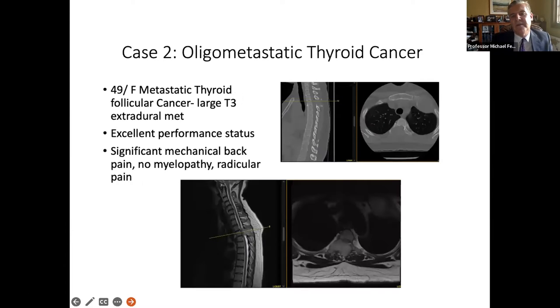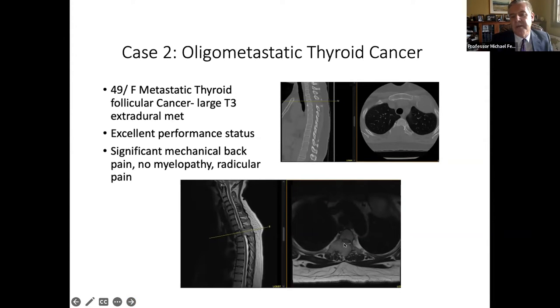And here's the second case that I managed maybe about a year and a half ago during my on-call. This is a 49-year-old woman with metastatic thyroid follicular cancer. She's presenting with a very large lesion here at T3 with an extradural metastasis, excellent performance status, and very significant back pain.